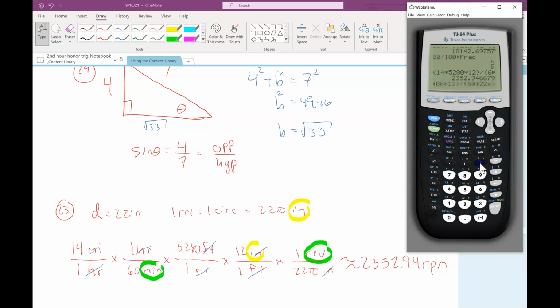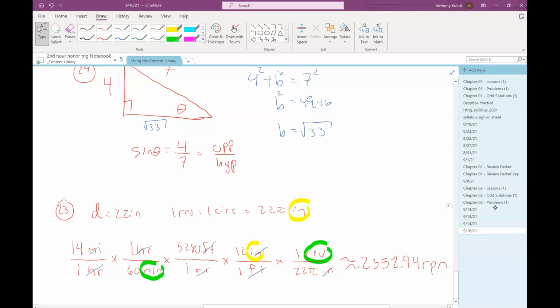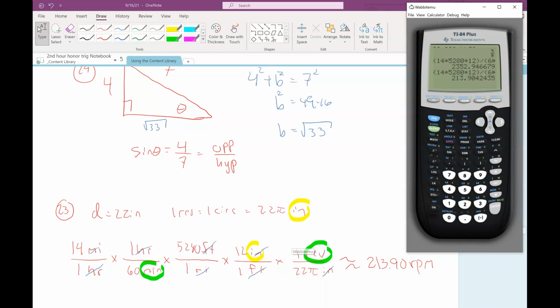So probably you're wondering, hey, Mr. Kulik, that's not the right answer either. How about 213.90? That's what I got. That's not what the answer key said. What's the answer key say? It's in revolutions per second. It says 3.565 revolutions per second. Oh, it just gave an answer in revolutions per second. Well, that's rude.